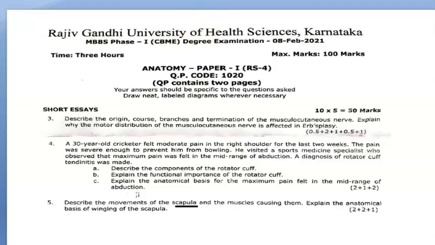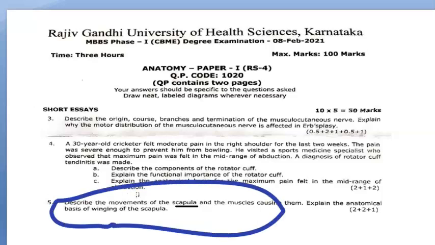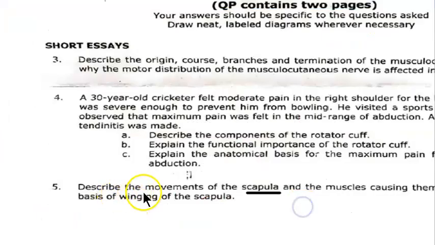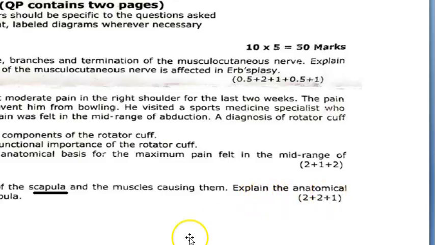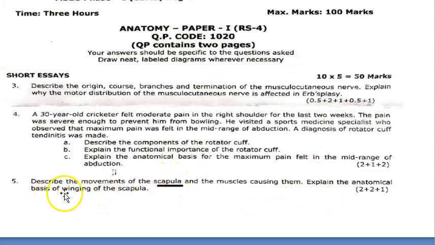Hello, in this video, let us look at the previous year question of anatomy down here below. They are asking you for 5 marks: describe the movements of the scapula, the muscles causing them, and explain the anatomical basis of winging of scapula.